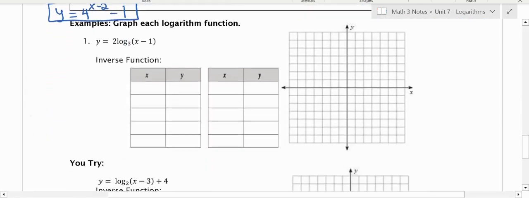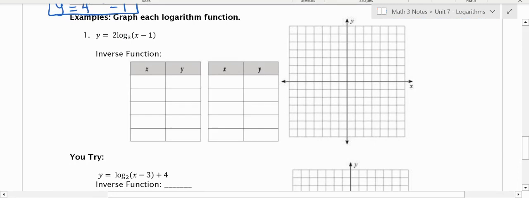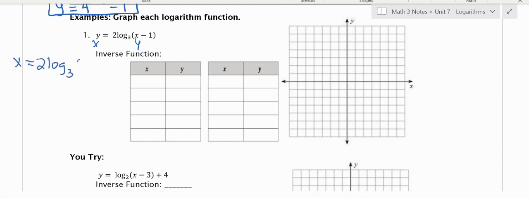For the next example, it's pretty much the same thing, right? So we're only going to do one more example. I'm going to show it again with the inverse, but again, if you wanted to use a different method, you can. So I'm going to rewrite this. I'm going to replace the x and the y, right? So we have x equals 2 times the log base 3 of y minus 1. I'm going to go ahead now and solve for y. So we're going to go ahead and divide by 2.